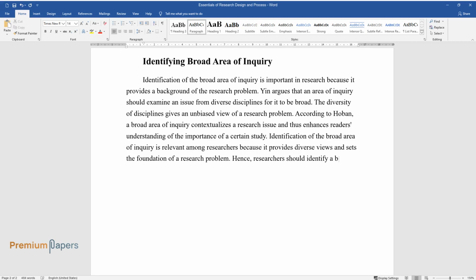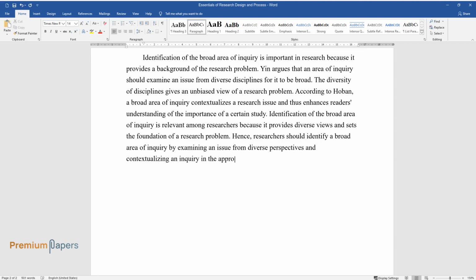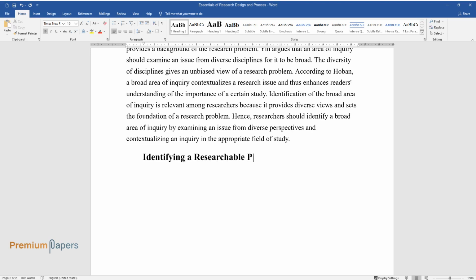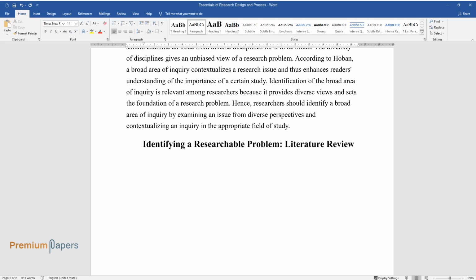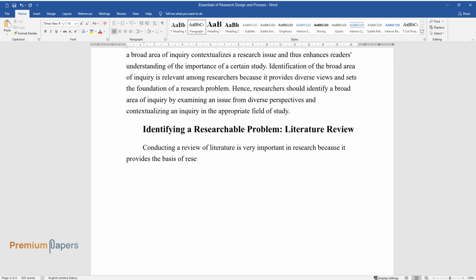Hence, researchers should identify a broad area of inquiry by examining an issue from diverse perspectives and contextualizing an inquiry in the appropriate field of study. Identifying a researchable problem, literature review. Conducting a review of literature is very important in research because it provides the basis of research.